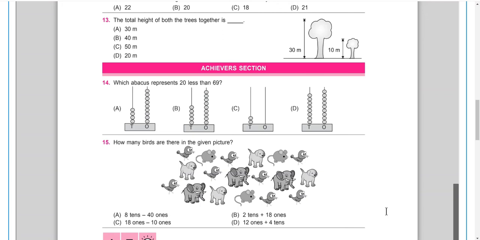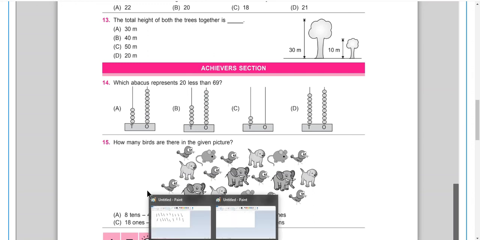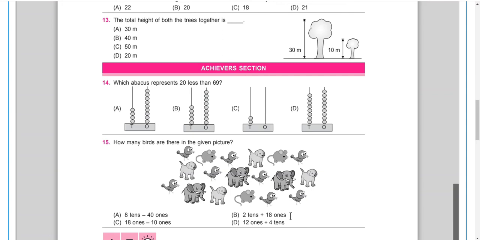18 ones minus 10 ones. So is it correct? No, it's minus. It is written minus. So 18 minus 10 is how much? You have to draw 18 and go back to the method of sticks. Actually, you have to calculate all the options. But first we are trying C.